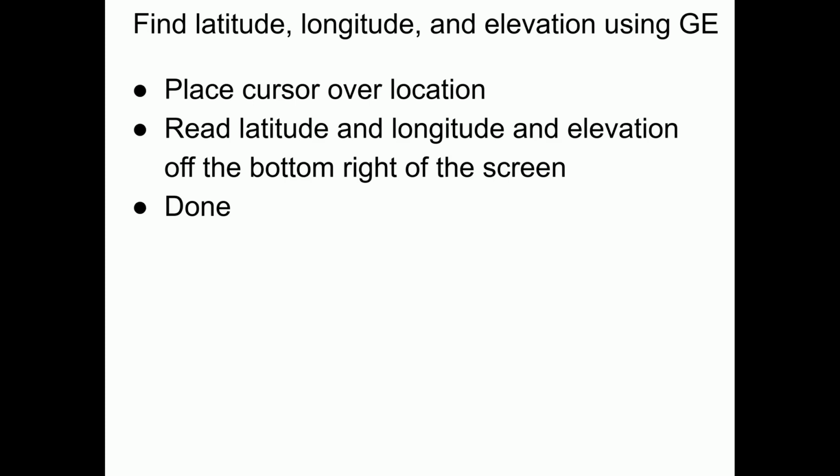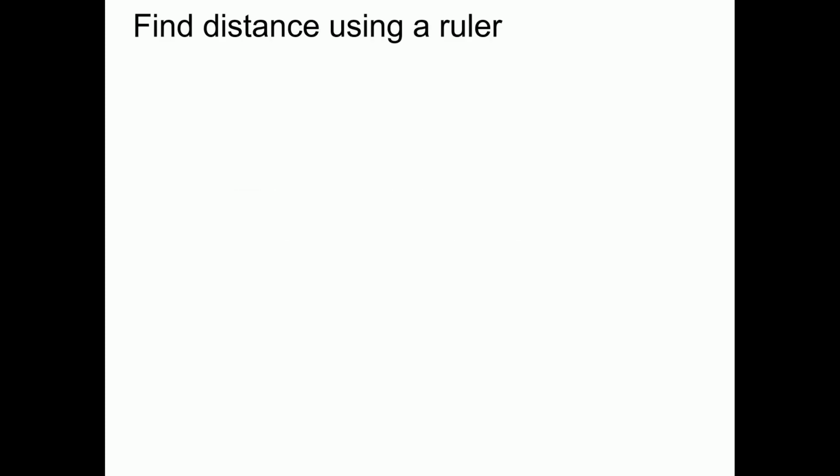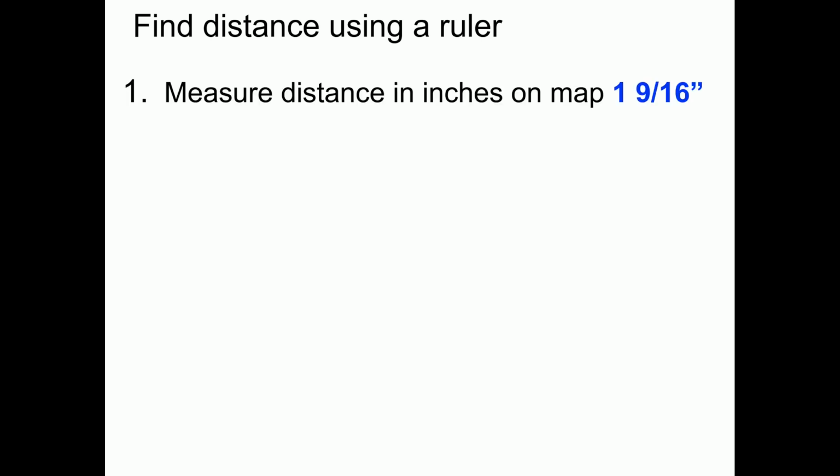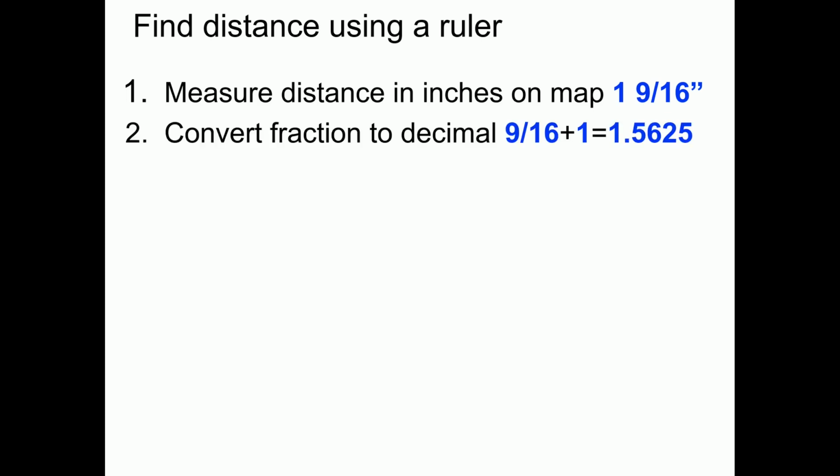Okay, moving along. Find distance. Well, if you're using a ruler, you measure the distance in inches on the map. And if we were in class, we'd have actual plastic rulers. So a sample distance would be 1 and 9/16 inches. We're going to convert that fraction to a decimal. So you divide 9 by 16 and add 1. So 1 and 9/16 inches converted to a decimal is 1.5625.